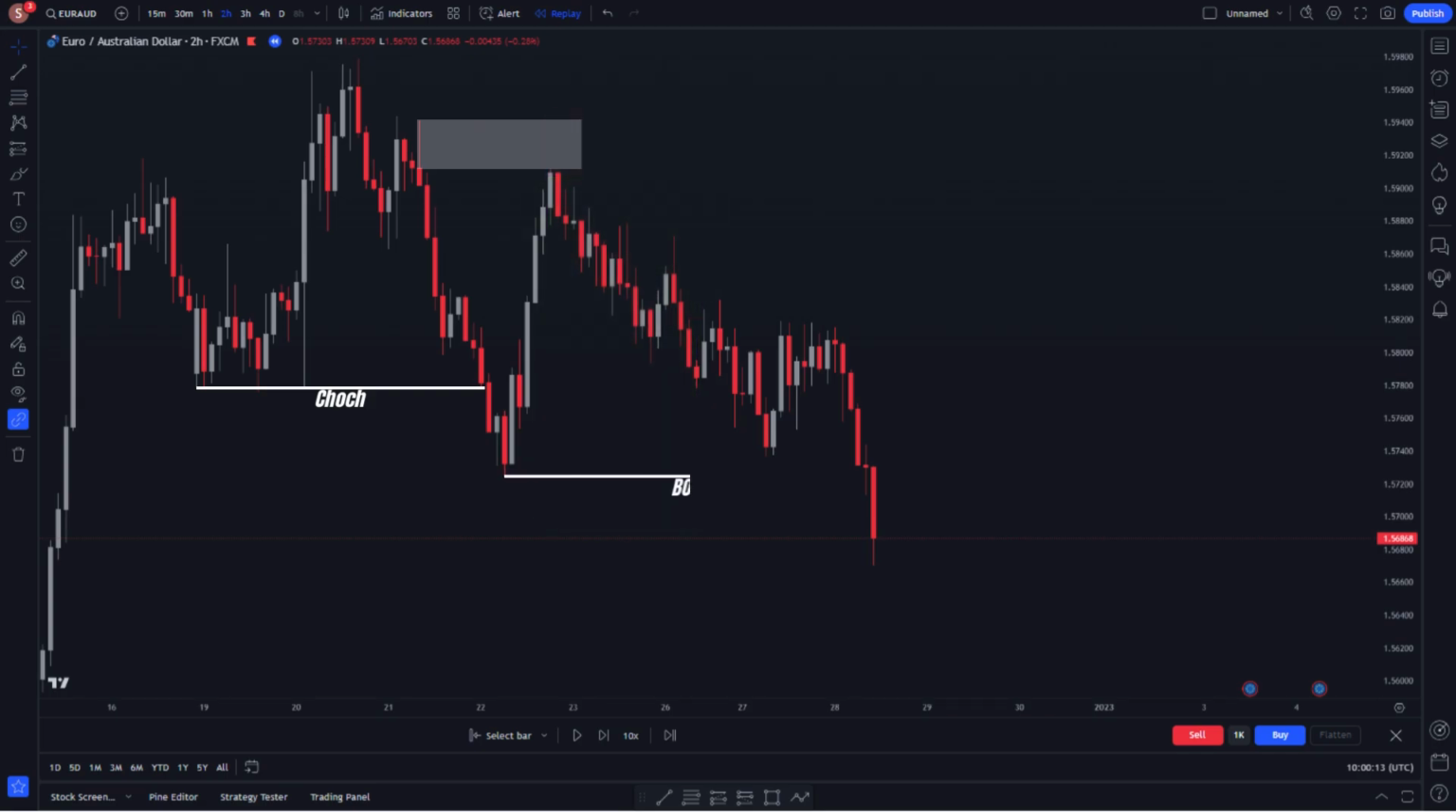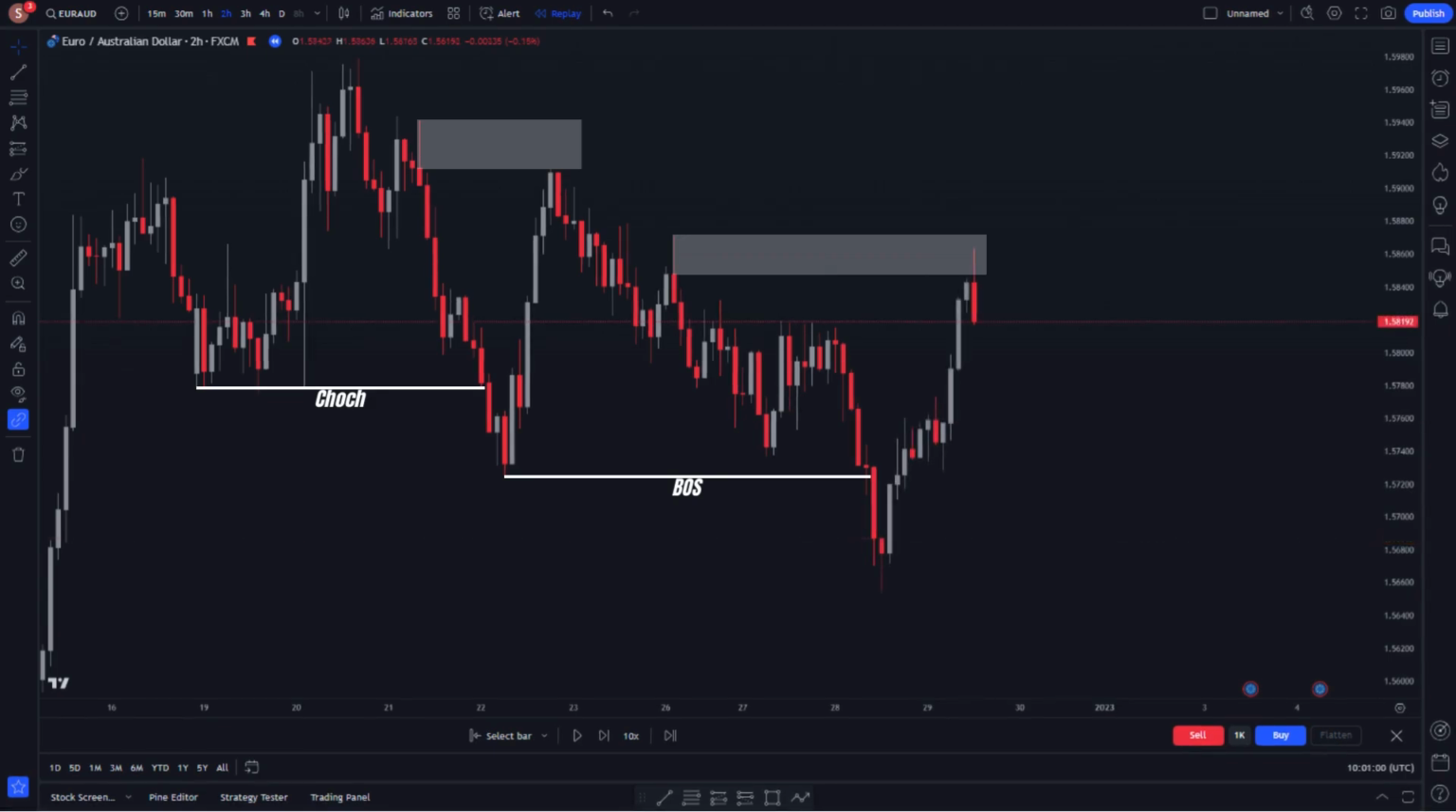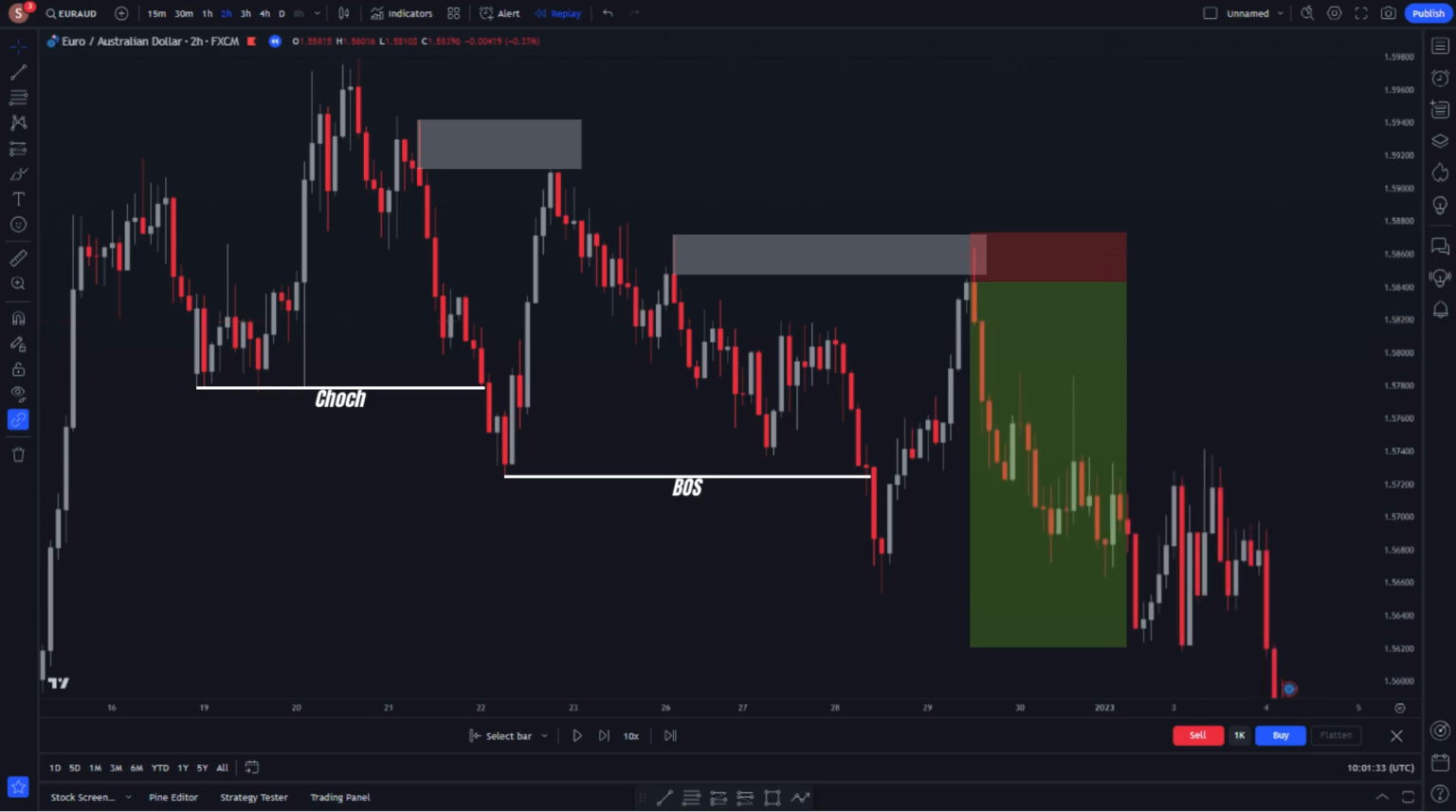We had another break below the previous local swing low. Identify your supply zone and wait for the price to pull back and retest it. Execute your sell orders, and the price will most likely drop and hit your target once again.